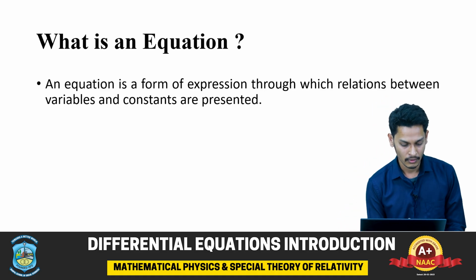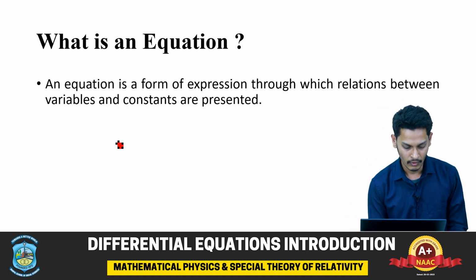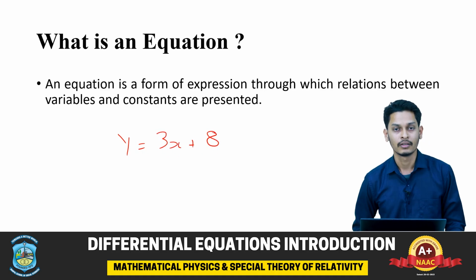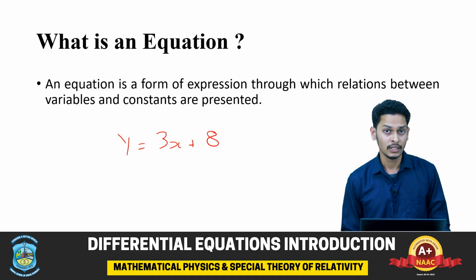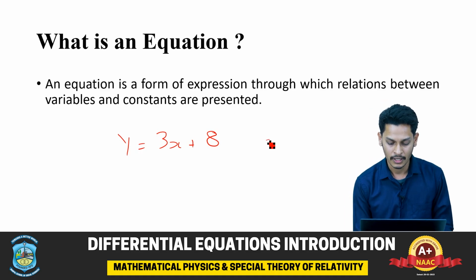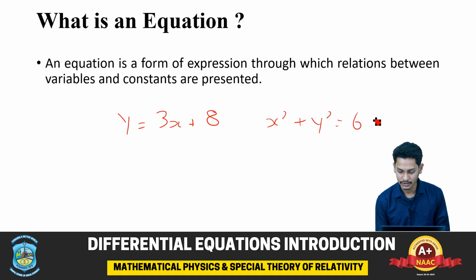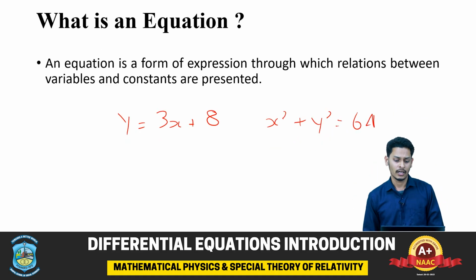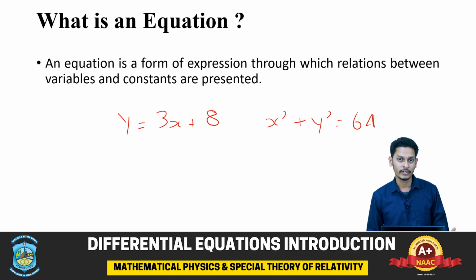For example, y equals 3x plus 8, which is the simplest equation of a line. Another example, suppose x square plus y square equals 64, which is an equation of a circle. Here we can see that y and x are two variables, out of which one is definitely a dependent variable and another is an independent variable.